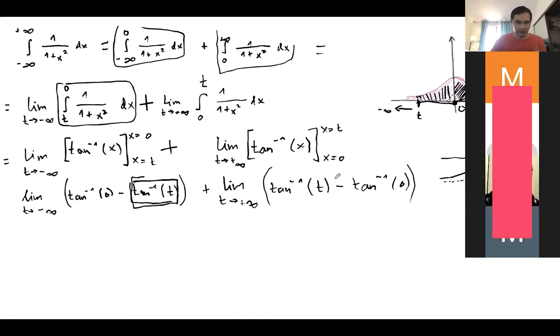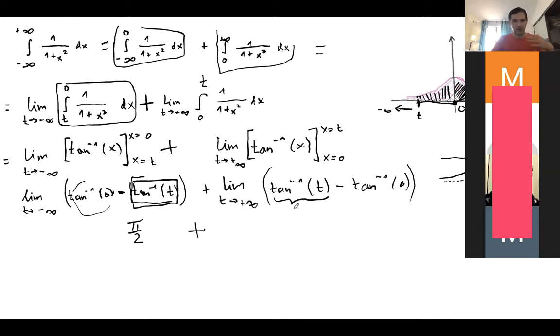Perfect. The function is approaching negative pi over 2. So this is approaching negative pi over 2, and this is another negative. So I have negative and negative, so positive pi over 2. But of course, tangent inverse at 0, that's 0. So that's this.